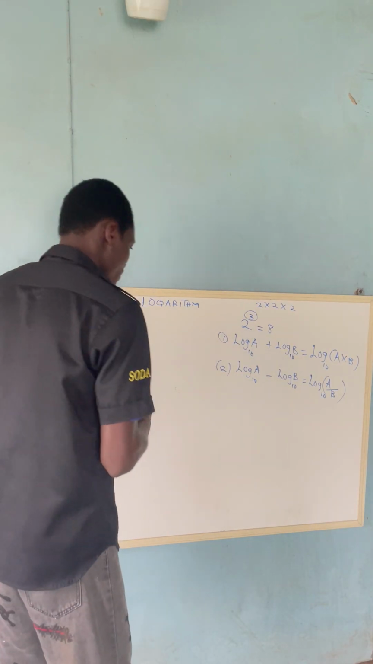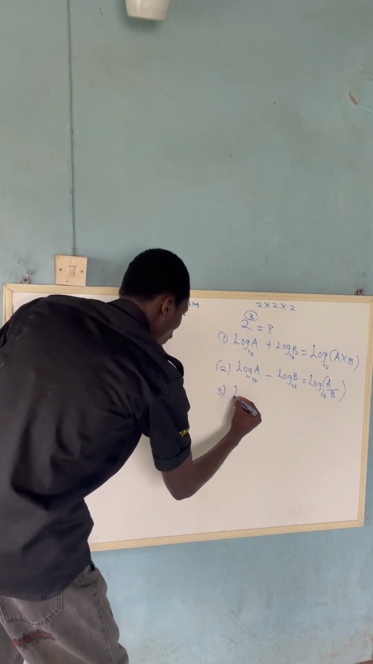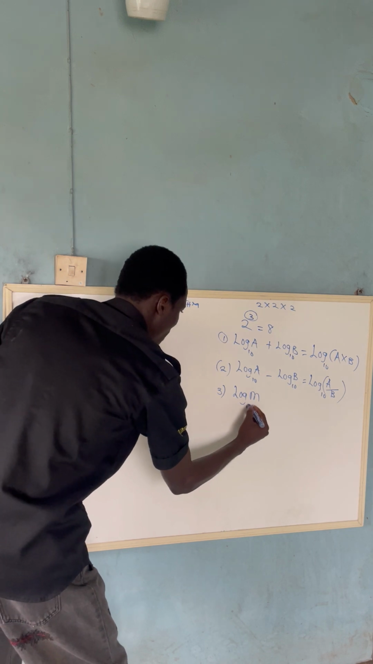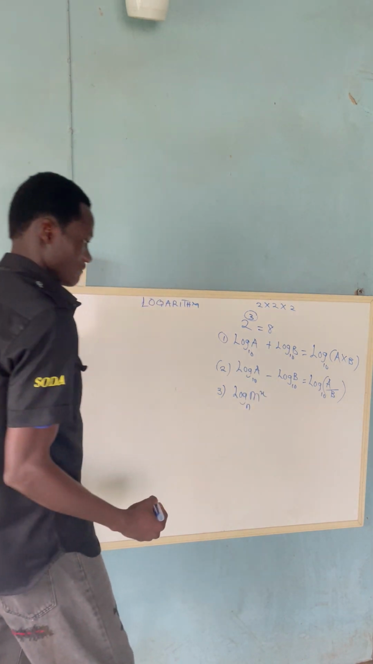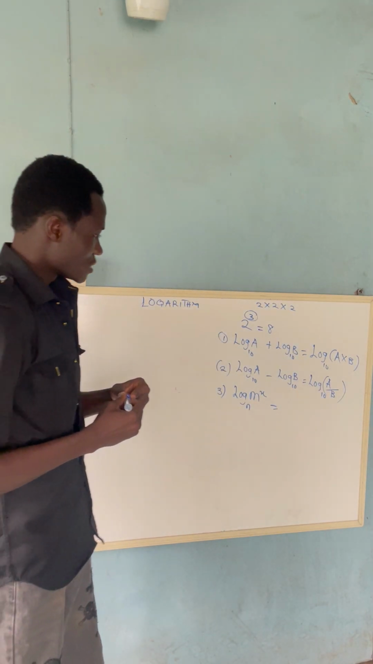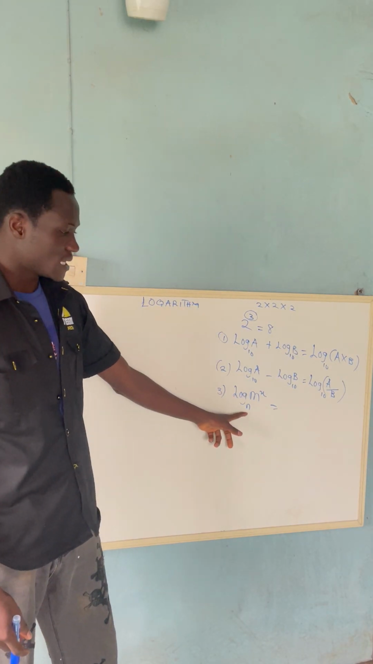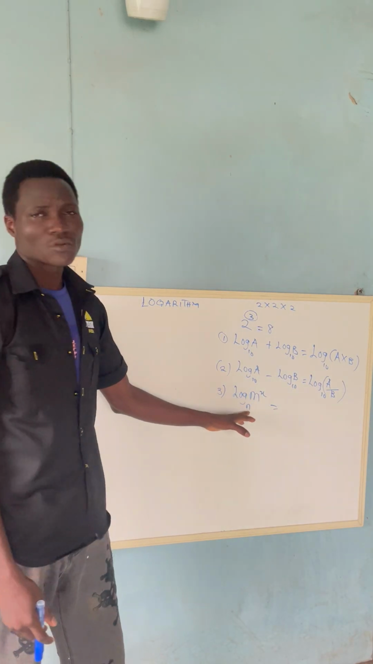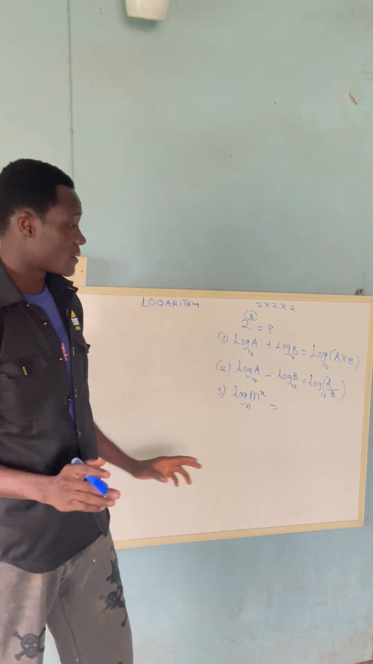Let's see the third rule. The third rule is saying that log n base n raised to the power of x is equal to, now look at this. This is the general form of log: log of a number to a particular base. That is how we express log n.